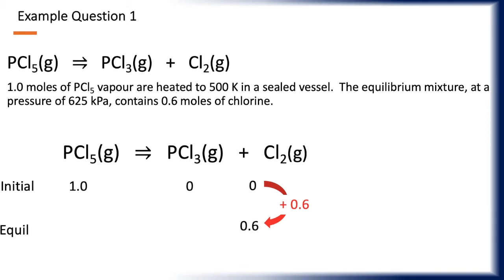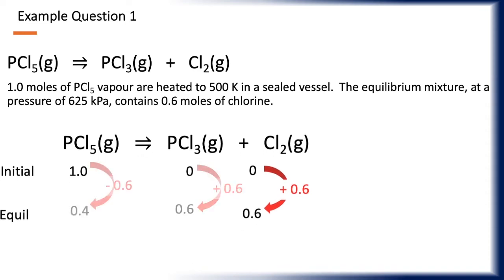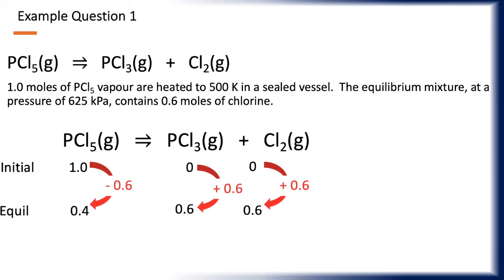So having produced 0.6 moles of Cl2, we must have produced the same number of moles of PCl3 because the ratio is 1 to 1 in the equation. And we must have lost 0.6 moles of PCl5. So we can work out how many moles we have at equilibrium. Once we've done that, we need to work out our mole fraction.